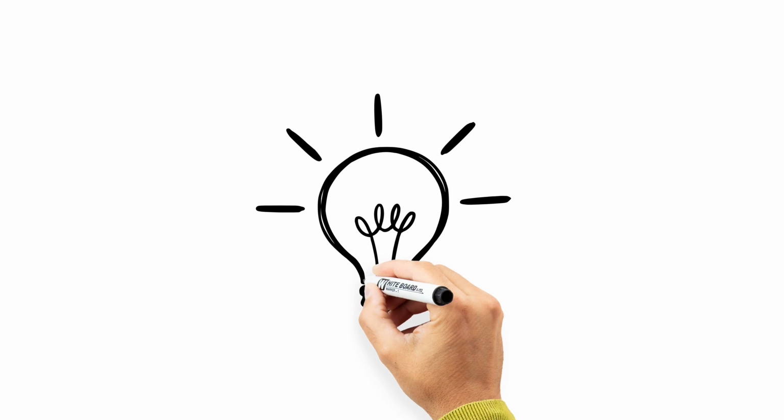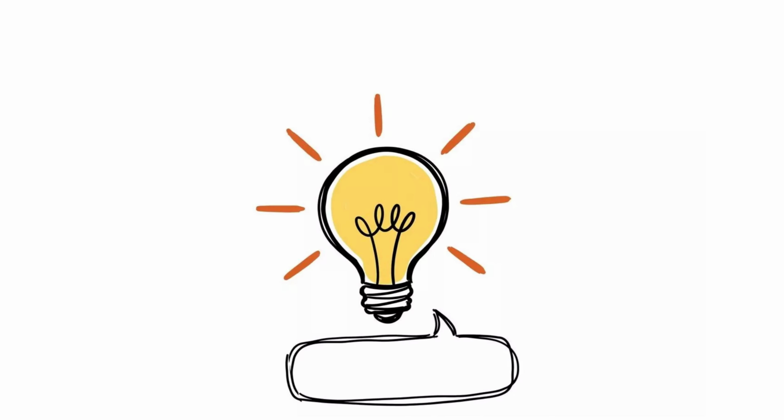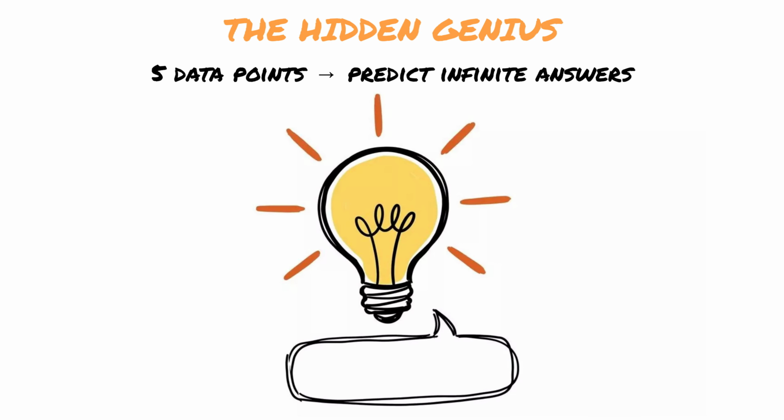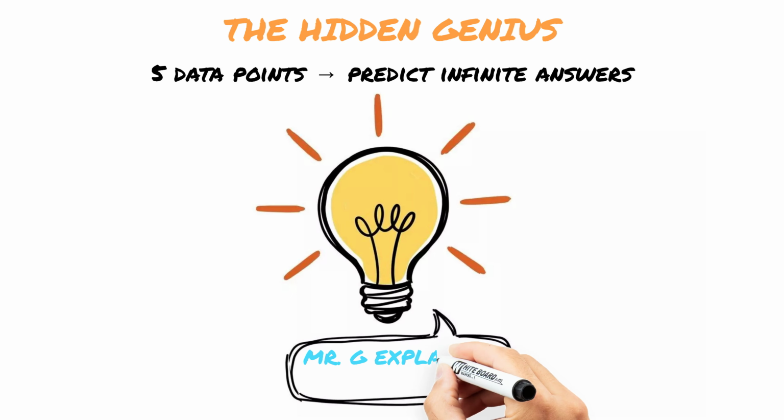5 data points. A smooth curve. And now you can predict dissolving times at any temperature you never even tested. That is the hidden genius of a line graph.